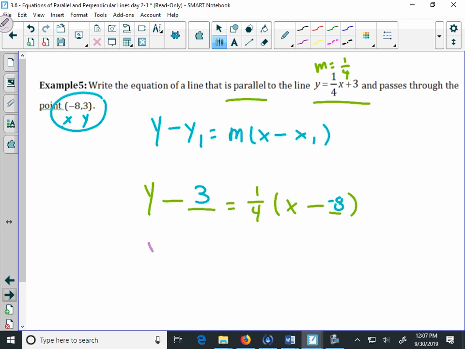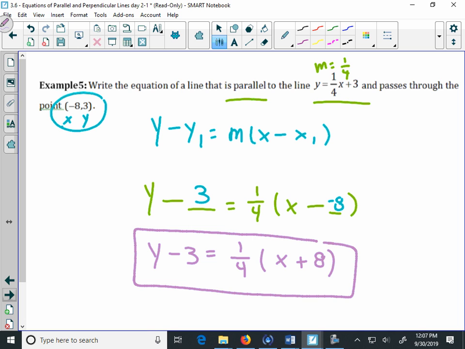There's nothing you can really do with that one. Equals 1/4. We have a double negative, so it's going to turn positive. Again, don't solve for y. You don't have to solve for y. I encourage you to not solve for y. Room for error. Questions? Okay, so parallel lines have the same slope, so use the same exact slope from that equation.